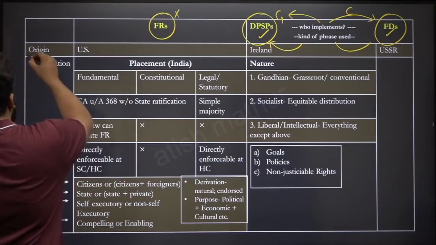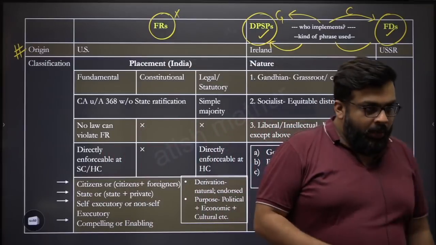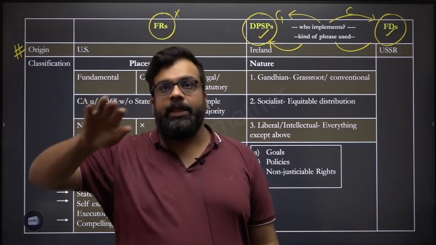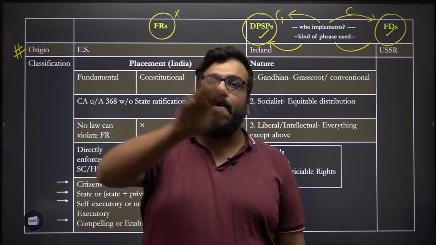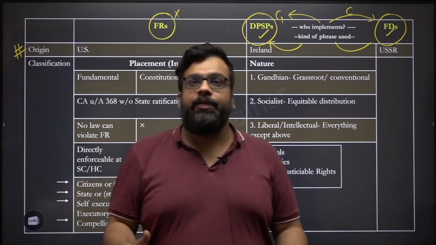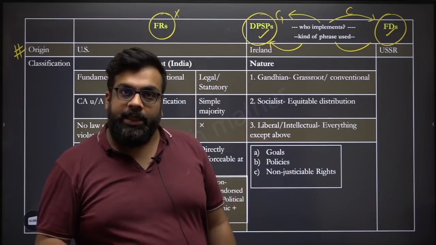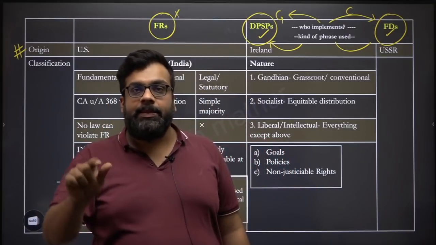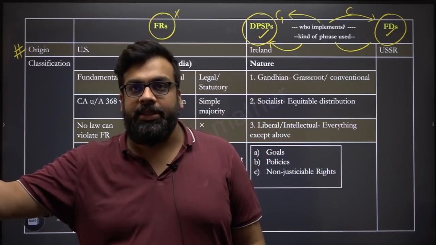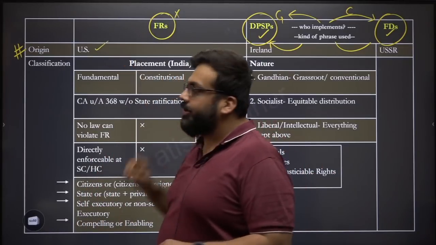Now, let's start with the first cross comparison, which is origin. Now, when we discuss origin, we understand which constitution in the world first spoke of the same idea that we are also using. The idea of rights, the idea of directive principles, the idea of fundamental duties. Specific rights, specific principles, and specific duties may exist in the exact form in other constitutions. But as a whole, the concept of rights has been taken from the US Constitution.